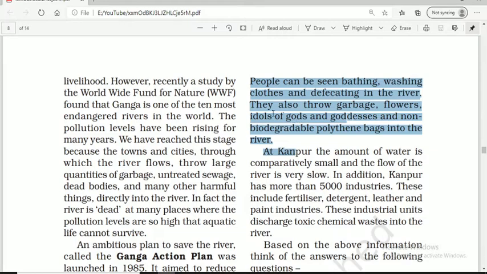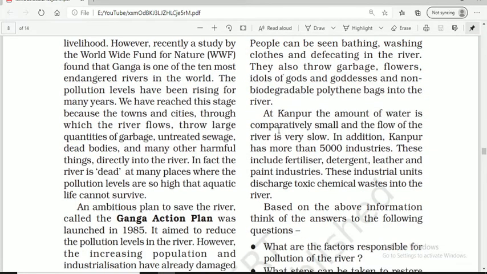They also throw garbage, flowers, and you can say idols of gods and goddesses, and non-biodegradable polythene bags into the river. Mainly, देखो कि देवी देवताओं का पूजा अर्चना होती है, उनकी मूर्तियां वगैरह भी जो है उसी में बहाई जाती हैं, मतलब हर काम जो है उसी रिवर में किया जा रहा है.